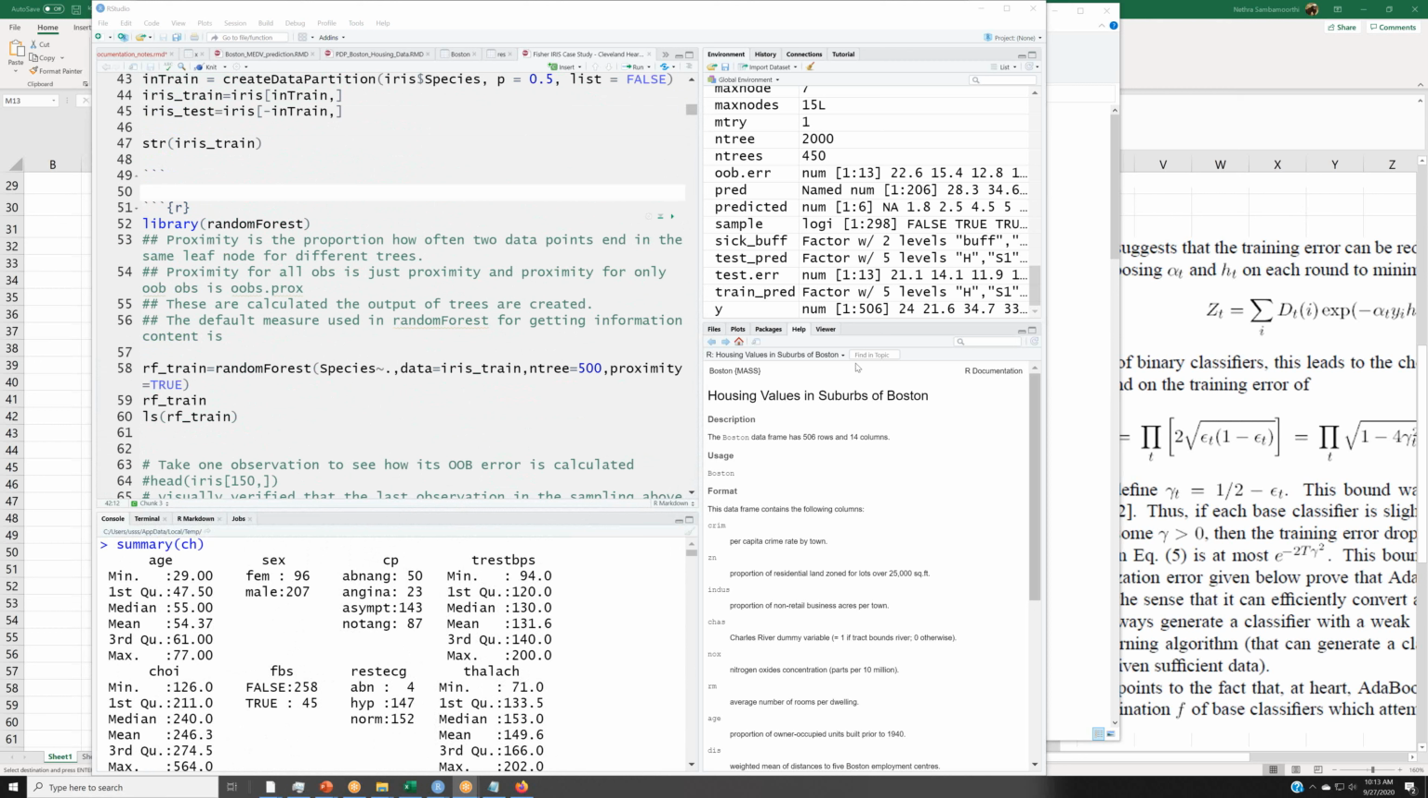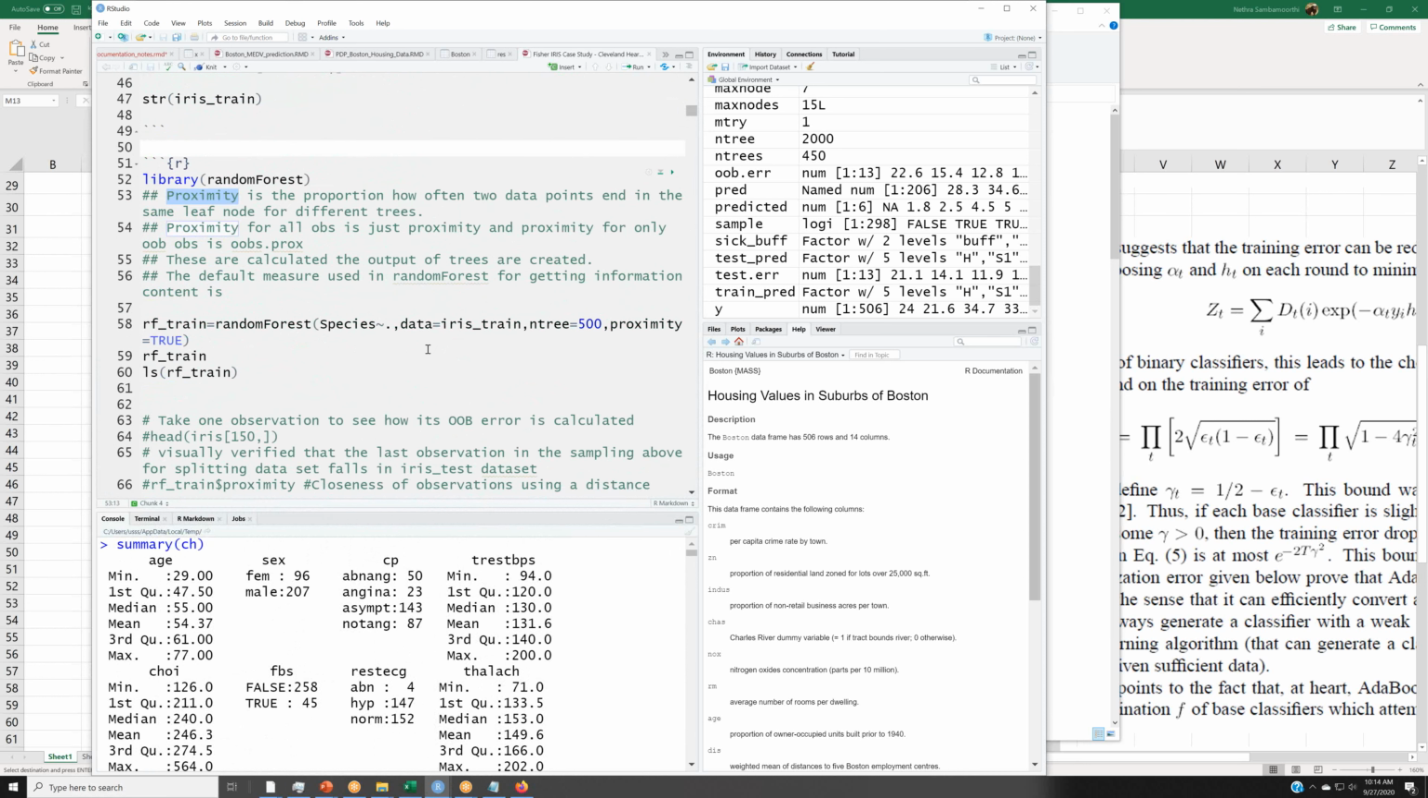As far as possible, I also put the notes here. For example, what is meant by proximity? Proximity refers to how often two observations are in the same leaf. So that is also noted in the output so that we can do some visualization. So like that, there are as many details as possible.